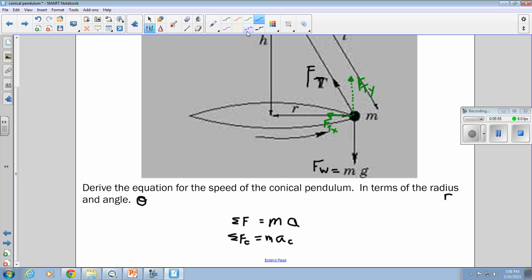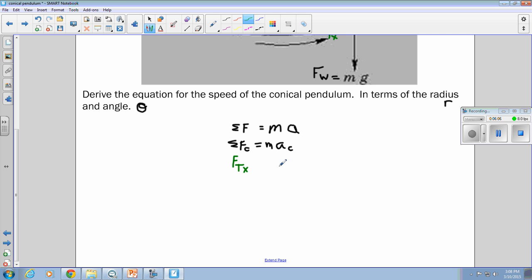So this is actually force tension in the x direction. And that force tension in the x direction is equal to mass times acceleration. Mass times centripetal acceleration. And centripetal acceleration we know is equal to v, velocity squared over the radius. Is equal to the velocity squared over the radius.